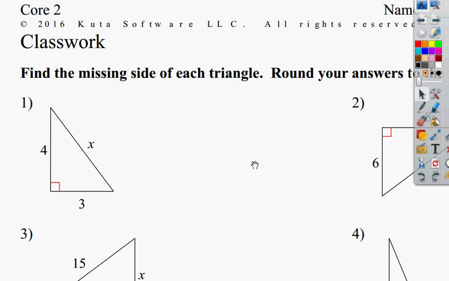This is the video for our classwork today, November 7th. It was about the Pythagorean Theorem in the Core 2 class. The Pythagorean Theorem, anytime you hear that word, anytime you see this symbol, you need to be thinking about right triangles and the Pythagorean Theorem.